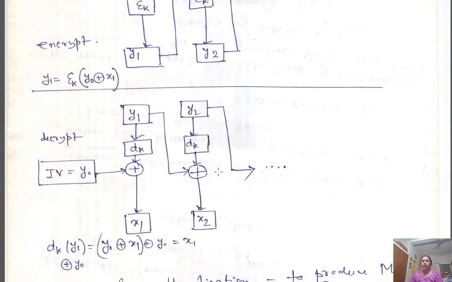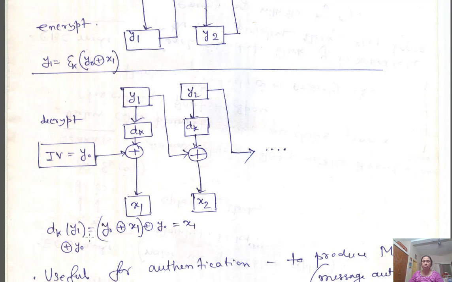So encryption and decryption are done in this way. Decryption is simply shown here. You first decrypt. If you decrypt it, you get Y0 XOR X1. Then you XOR with Y0, this part. So this Y0 and Y0 nullify, you get X1. Similarly, other values you can recover: X2, X3, X4.